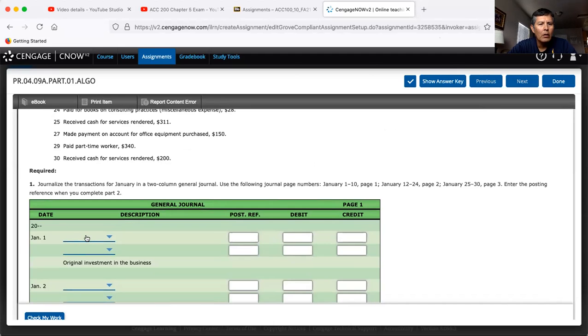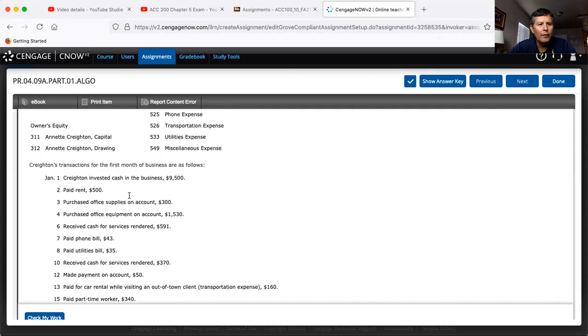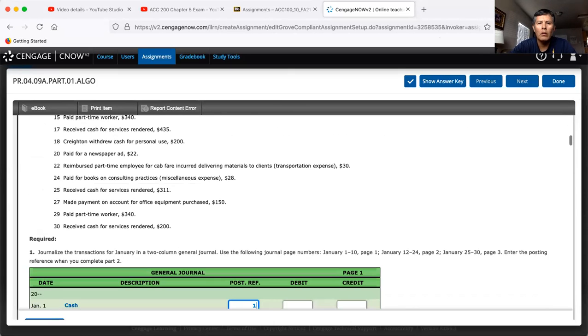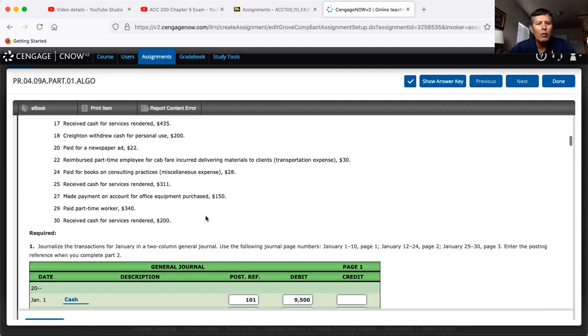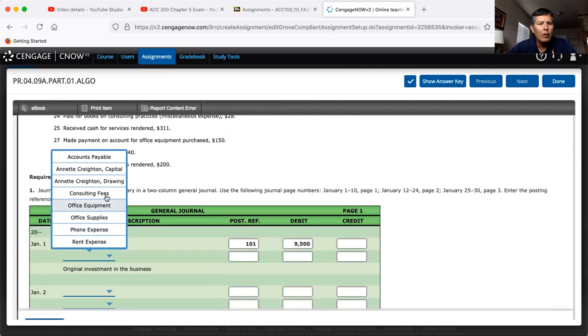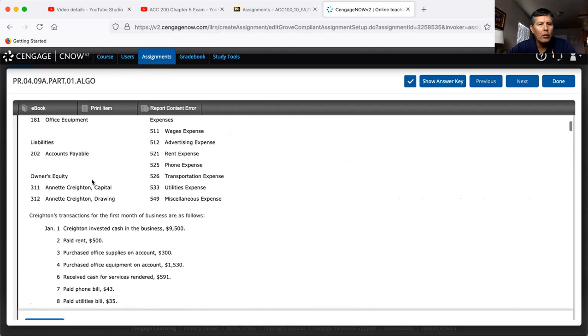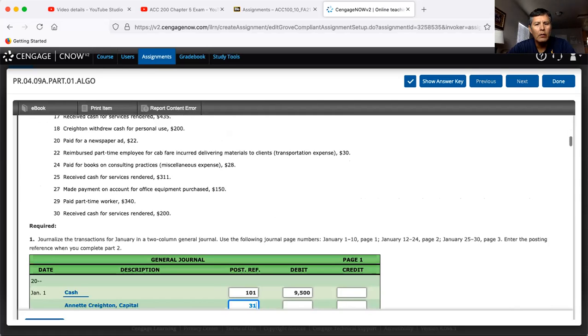So we'll come down here, cash. The account post reference is going to be the cash account, which is 101. Okay, 9,500. And this is going to go into the capital account. So our capital account for her is going to be 311. Okay, and then 9,500.